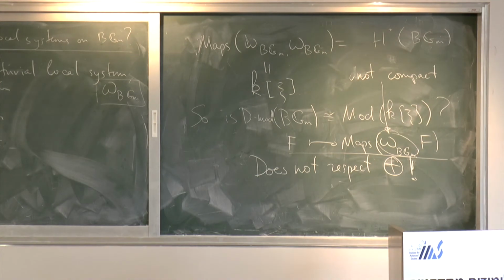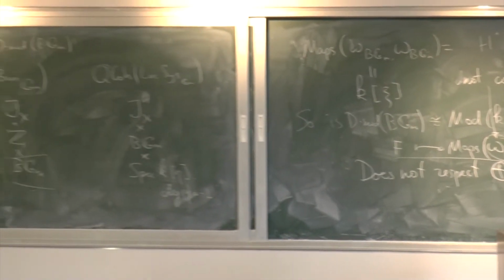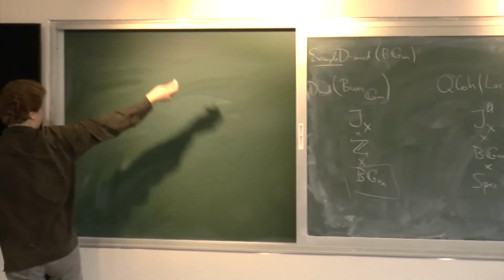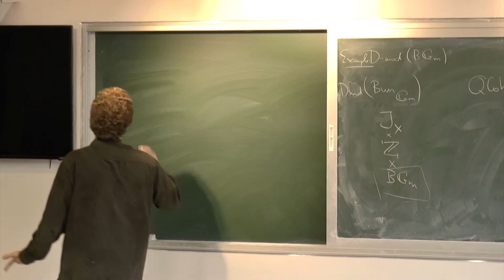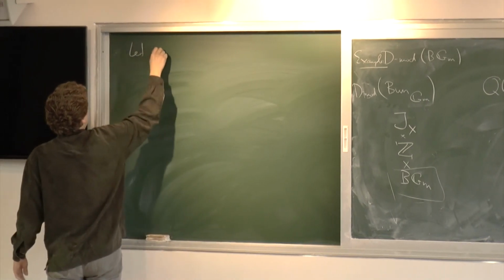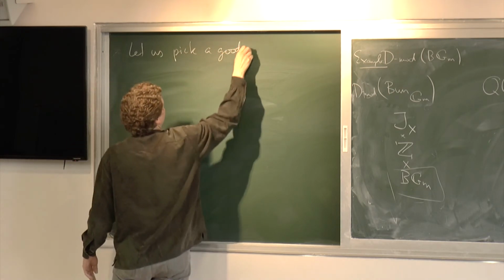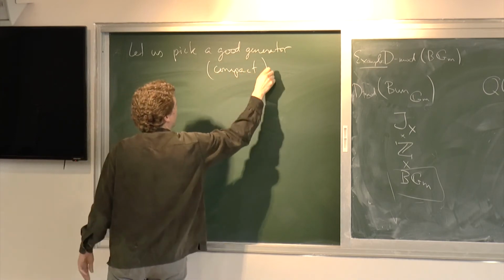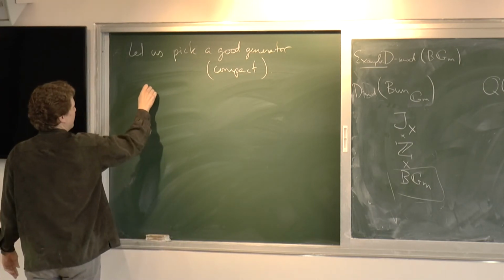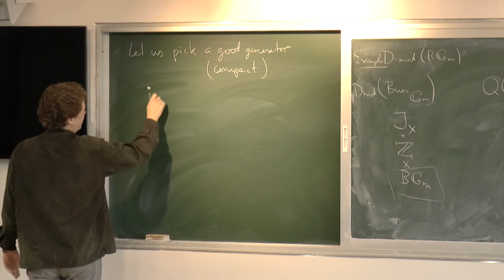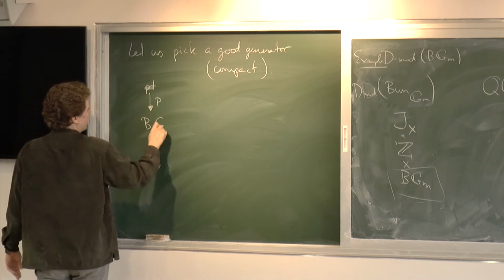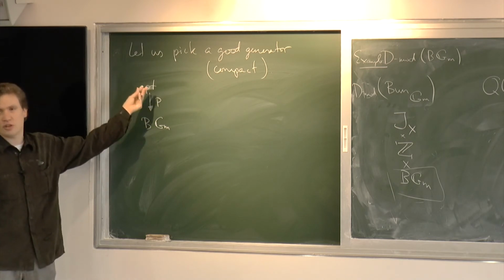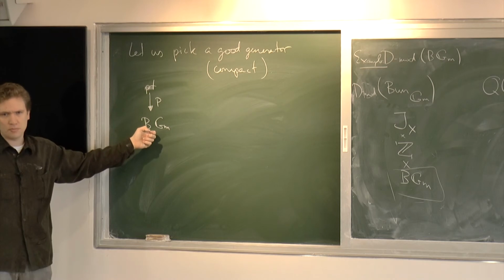However, now that we identified the problem, it's very easy to fix it. The easy way of fixing it is to replace the generator. We now know that we just picked a bad generator. The most natural generator is a bad one. So let us pick a good generator, that is to say, a compact generator. It turns out that formally it is easy to prove that such a compact generator can be obtained by starting with a generator for sheaves on a point, just a one-dimensional vector space, and pushing it forward to BGM.